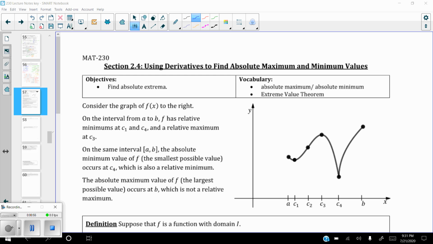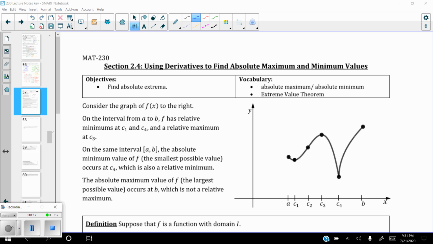Okay, so absolute maximum, absolute minimum. It is exactly what it says. Absolute meaning the greatest or the only, the highest and lowest values. Absolute maximum, absolute minimum, the highest and the lowest y values on the graph.